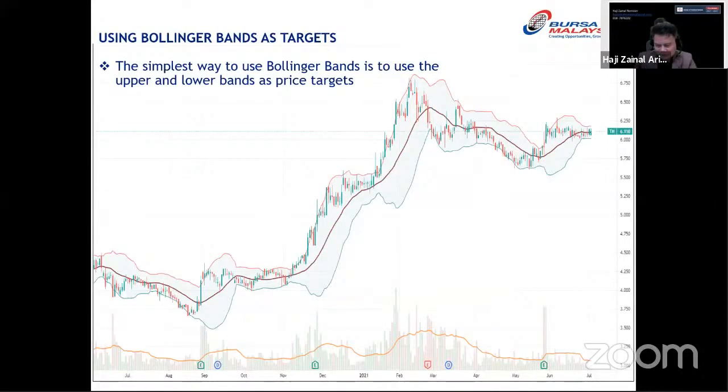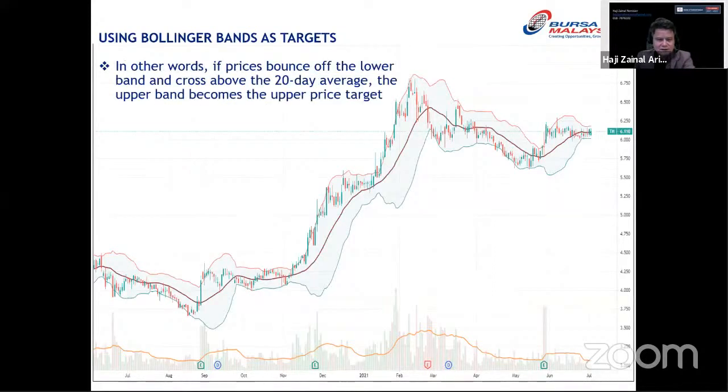In other words, if price bounces off the lower band and crosses above the 20 days average, the upper band becomes the upper price target. What does it mean? It means this way. Let's say the price now drops below the 20 days moving average. The center line is the 20 days moving average. The top and the bottom are 2 standard deviations.